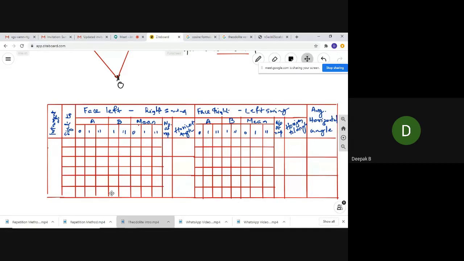Just let me know when you have completed drawing this table. We will start taking the measurements.